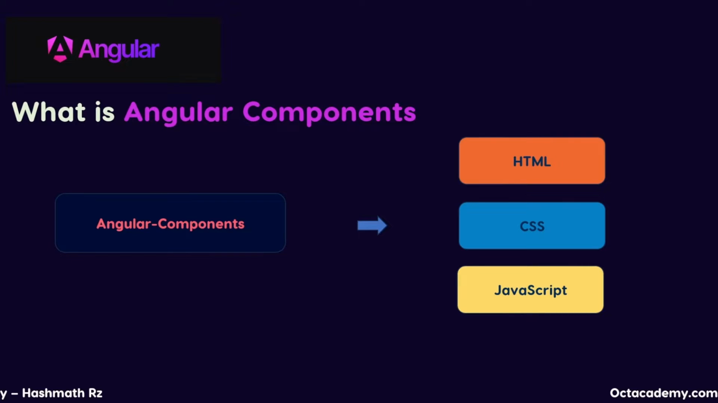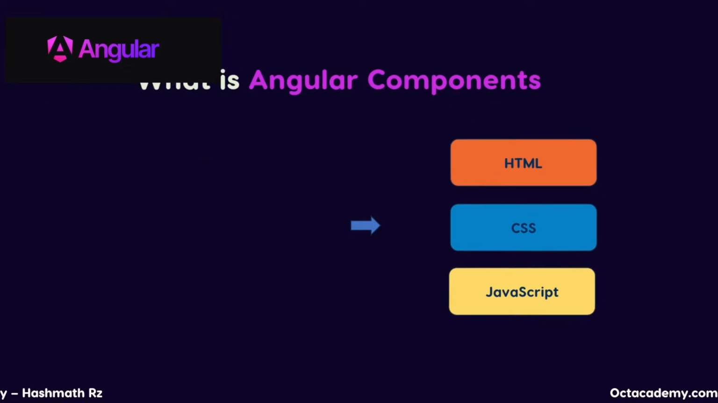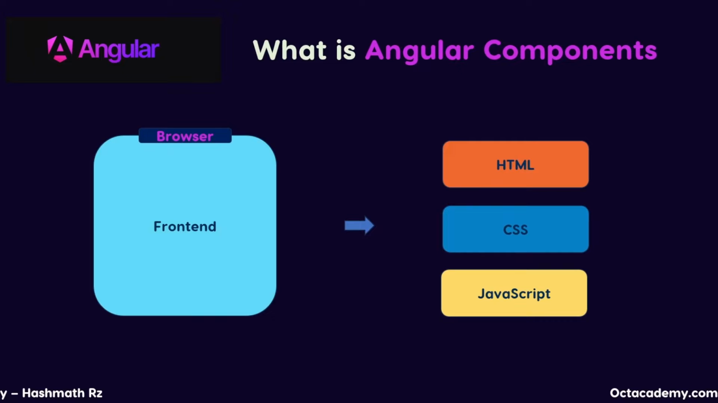The component is a combination of data, HTML template, and logic, which represents an area of a view that shows inside the browser. This is the view that users can see. Those components are loaded inside the browser. So let's look at a real-world example.